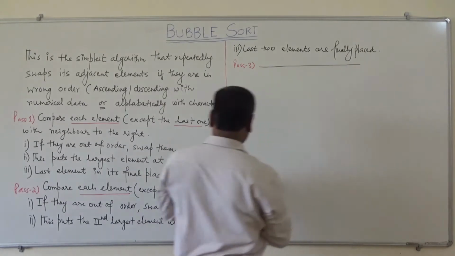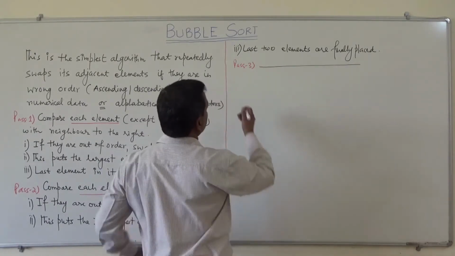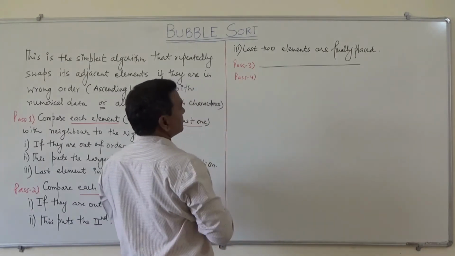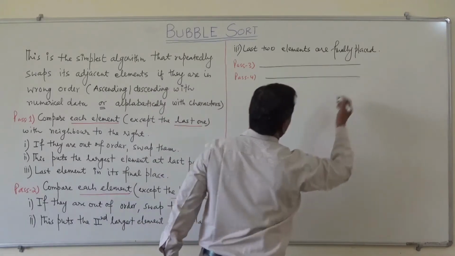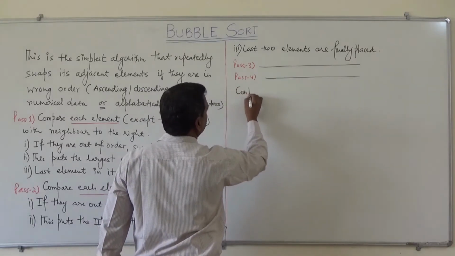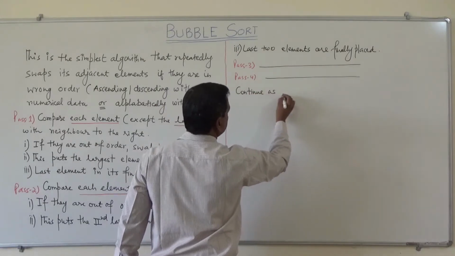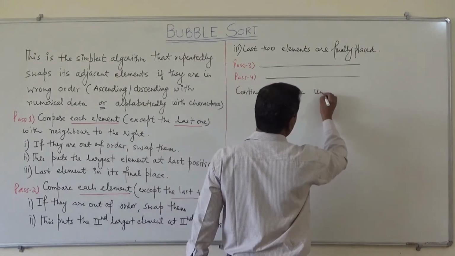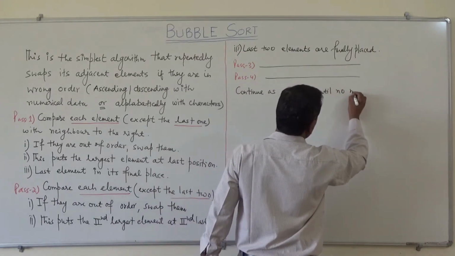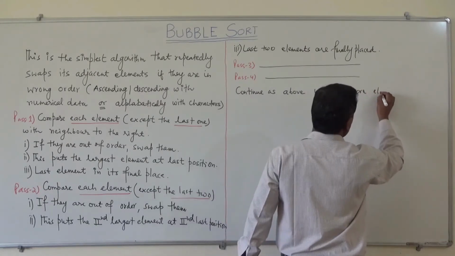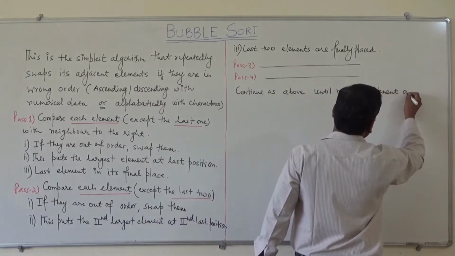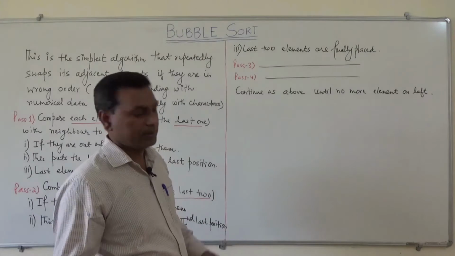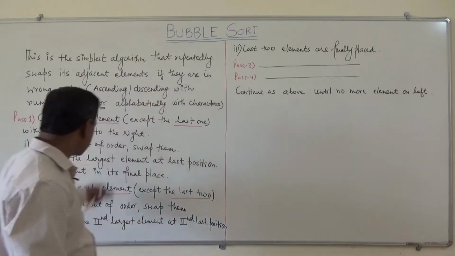In the same way we can go for pass 4 and so on, and continue as above until no more elements are left in the array or list. So this is the description of the passes.